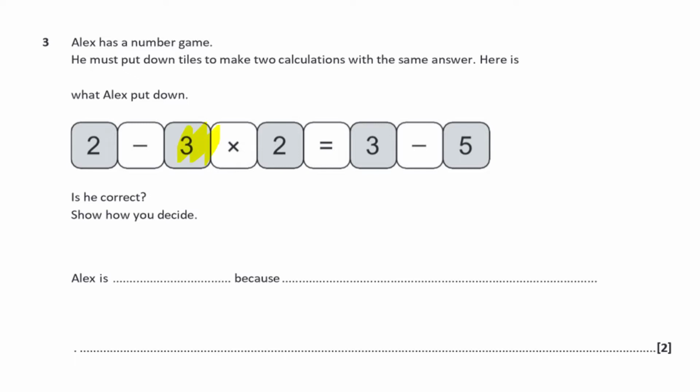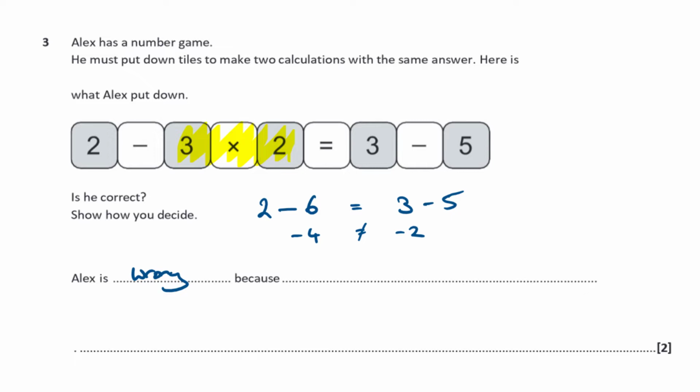Here, I'm going to have to do the 3 times 2 on the left-hand side first, aren't I? Okay, so 2 minus 3 times 2 is actually the same thing as 2 minus 6. Is that equal to 3 minus 5? Well, 2 minus 6 is negative 4, and 3 minus 5, well, that's negative 2, isn't it? So these two things are not equal to each other. So Alex is wrong.